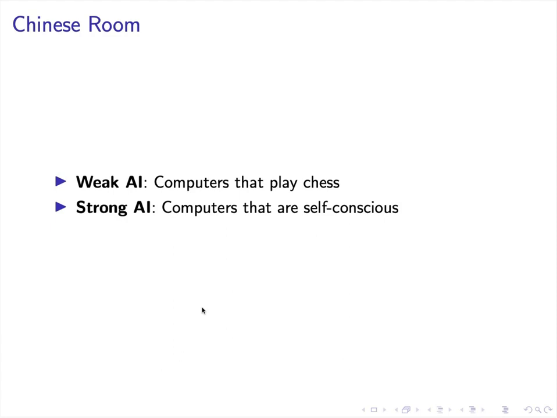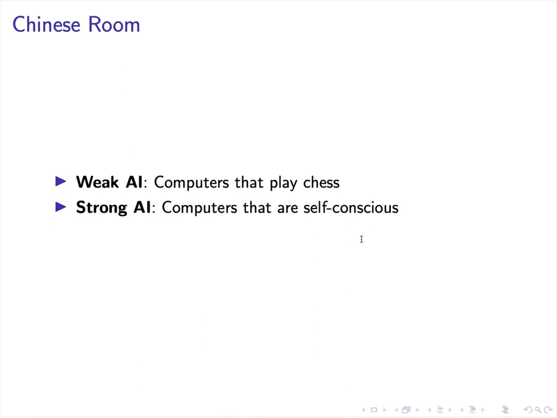But then this, so John Searle thought, well, I have a proof. So when he came up with this argument, he thought, well, I came up with a proof that artificial intelligence is impossible. And he said, well, artificial intelligence is impossible in the strong sense. So in the sense that we can't really have computers that are self-conscious.